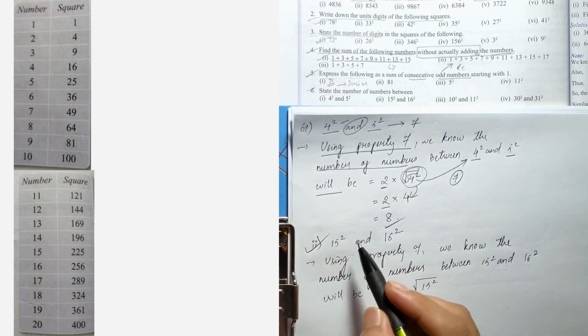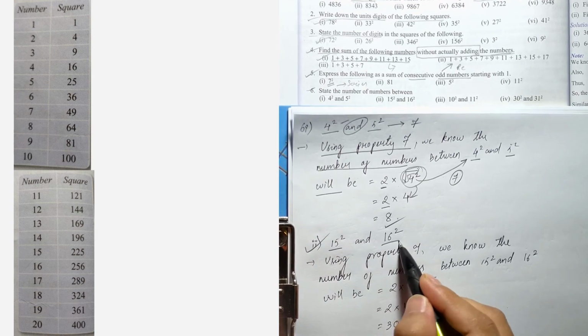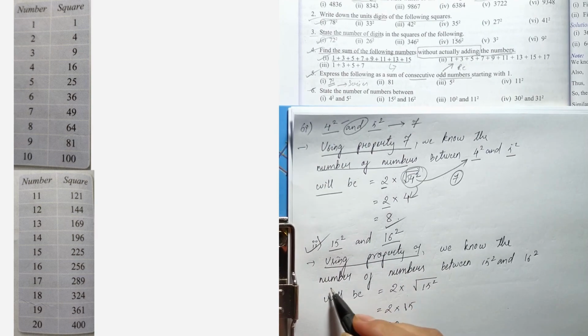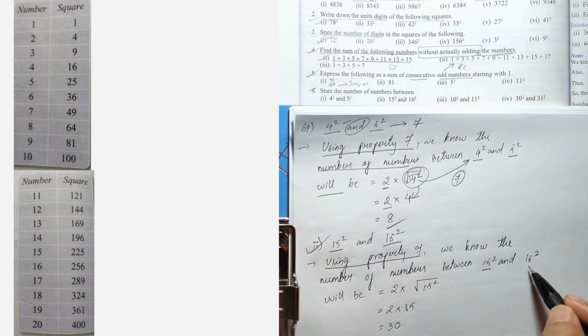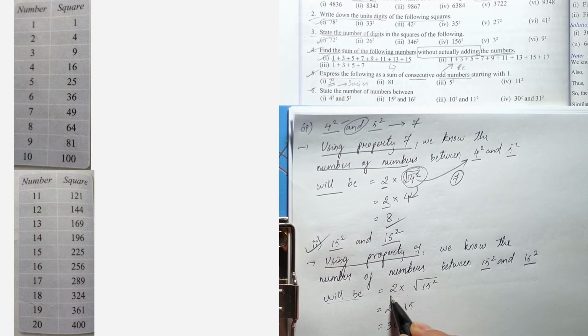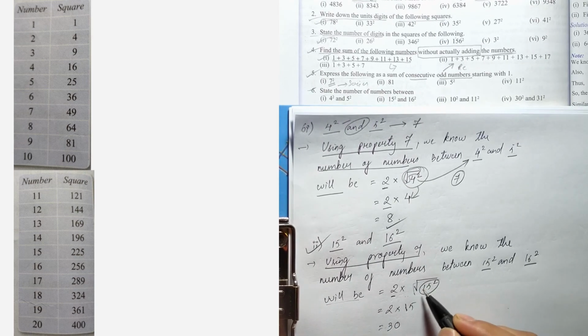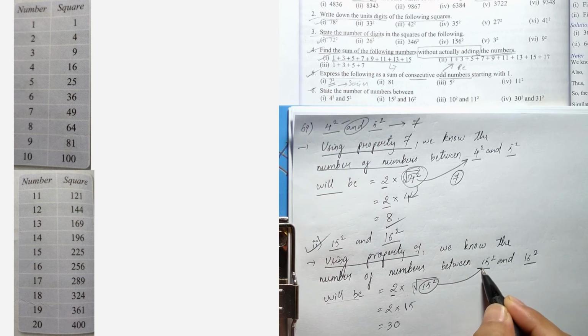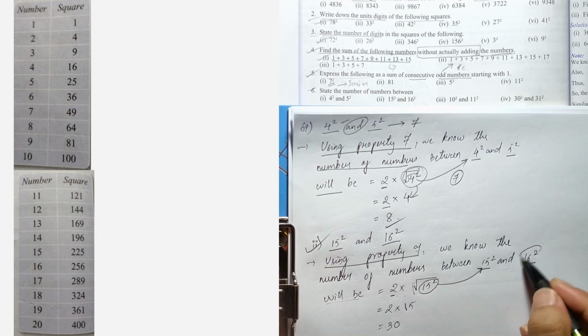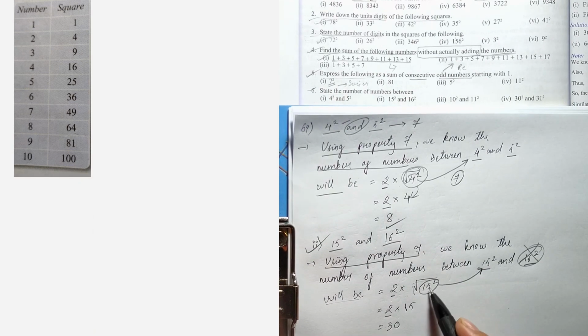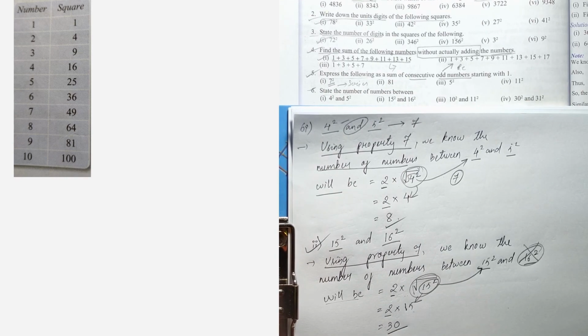Let's look at one more problem. 15 square and 16 square. Using property number 7, the number of numbers between 15 square and 16 square will be 2 into the square root of 15 square, that is the square root of the first number. Do not take 16 square, it will just be the square root of the first number. So 2 into the square root of 15 square is 15. 2 into 15 is 30.